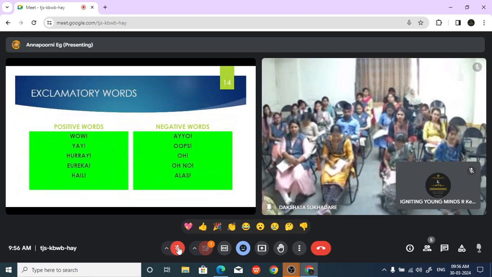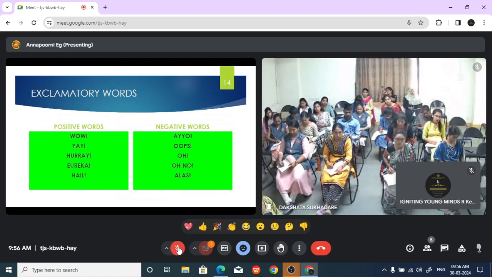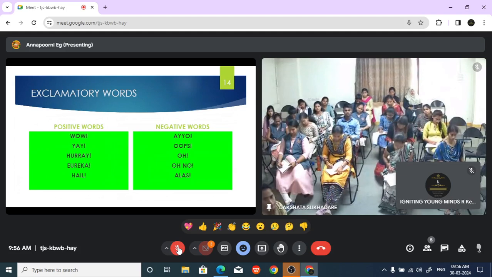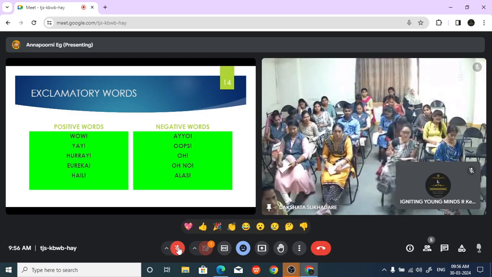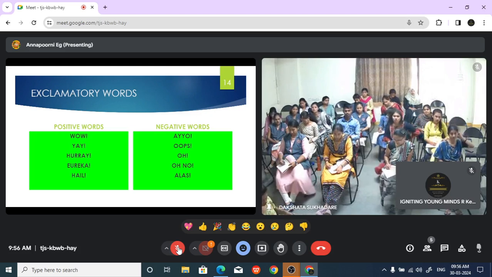You can note it down if you wish. So positive words are wow, yay, hooray, eureka, hail. Hail means if India wins the match in the finals, so we say, right, India ki jai, Bharat ki jai, we used to call, right? So that is called hail. Hail India, hail Bharat Mata. So we appreciate them. We make them stand in the highest position always. So that is called hail. Jai Bharat, Jai India. That Jai is called hail. Okay. Wow, yay, hooray, eureka, hail.